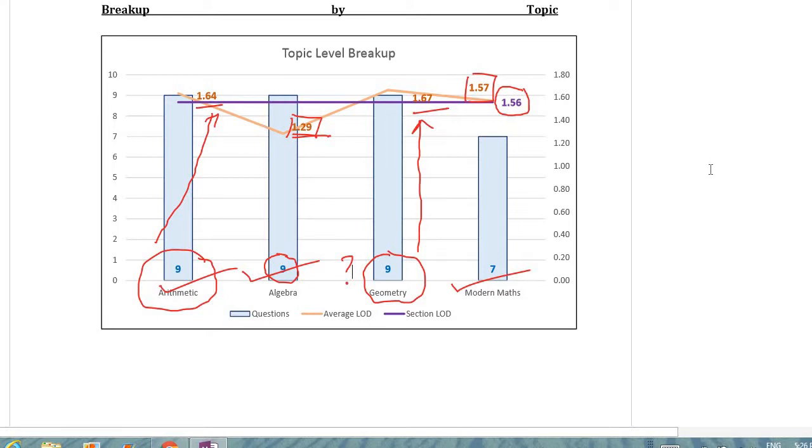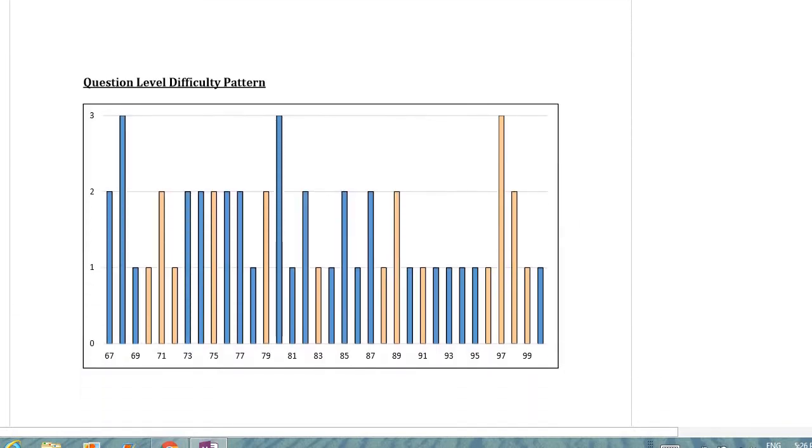Having looked at this, there is one more way in which you can look at the entire test to get 2 important learnings. Try and understand this graph. What we've done here is we've plotted the difficulty level of each question from question number 67, that's the first question of this mock in quant, to question number 100, that's the end of the test. The blue lines indicate MCQs, the orange lines indicate theta or numerical entry questions.